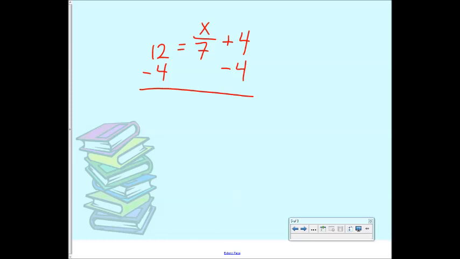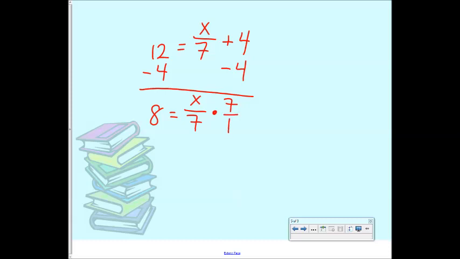12 minus 4 gives me 8. And then I have x over 7. And again, we're not going to freak out just because it looks like a fraction. This is what kind of math? Dividing. So how do I get rid of division? I'm going to multiply in this case. Where do I want the 7? On the top. Because I want it to do what with this 7? Cancel out. So it needs to be on the top.